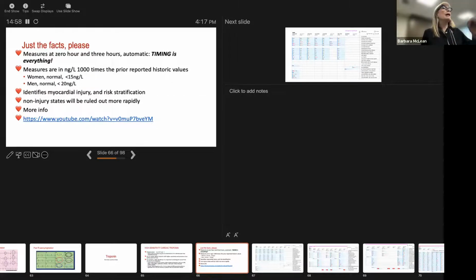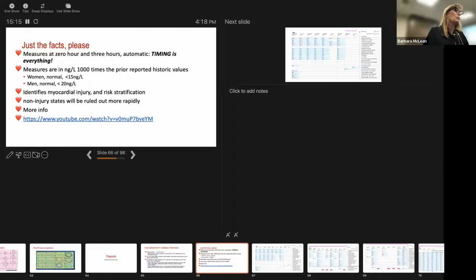No problem. Okay, so high sensitivity troponin. If my patient has a troponin level of 0.05, multiply that times 1,000. That becomes 50. Their troponin level is 50. That's an extraordinarily high troponin in high sensitivity language.